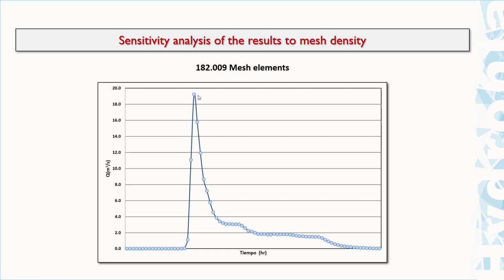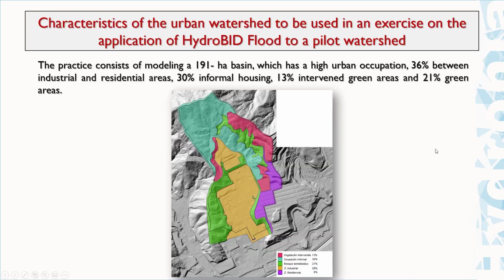Remember that when we ran the program with 46,000 elements, the peak of the hydrograph was like 14 cubic meters per second. What we do in these cases is start increasing the number of elements and running the program up to the point when, if we increase this number of elements, instead of 182,000, we have 250,000 elements, the peak of the hydrograph is going to be the same, 19 cubic meters per second. At that moment, that means that's the solution, that's the result associated with this example.